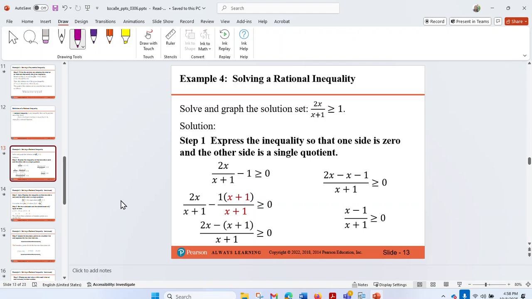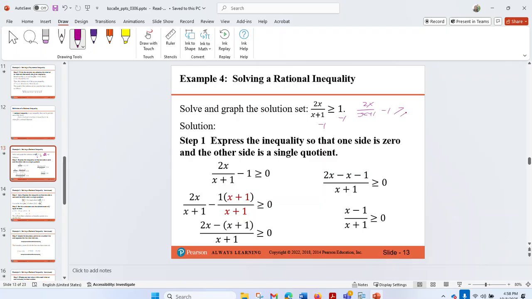If I want to solve this rational inequality, we usually don't want one side to be equal to 1 or 2 or 3. We want to make sure one side is 0. So how do I make one side 0? That means I subtract 1, minus 1 on both sides. So 2x over x plus 1, minus 1, will be greater than or equal to 0.